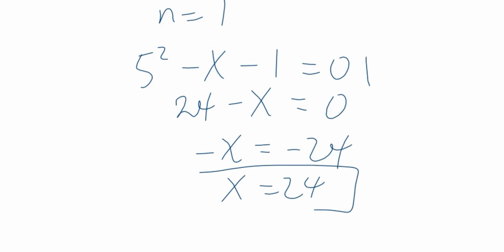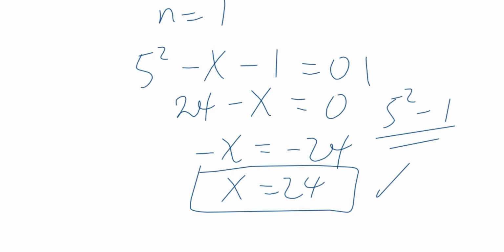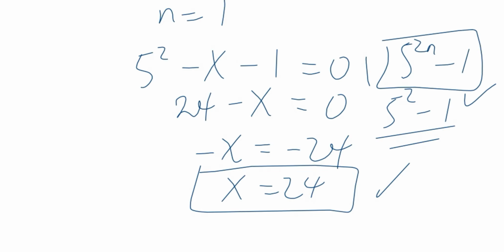So the highest factor for the expression that we have, 5 exponent 2 minus 1, will be 24. So all factors of 24 can go into 5 exponent 2n minus 1, and that will be our answer.